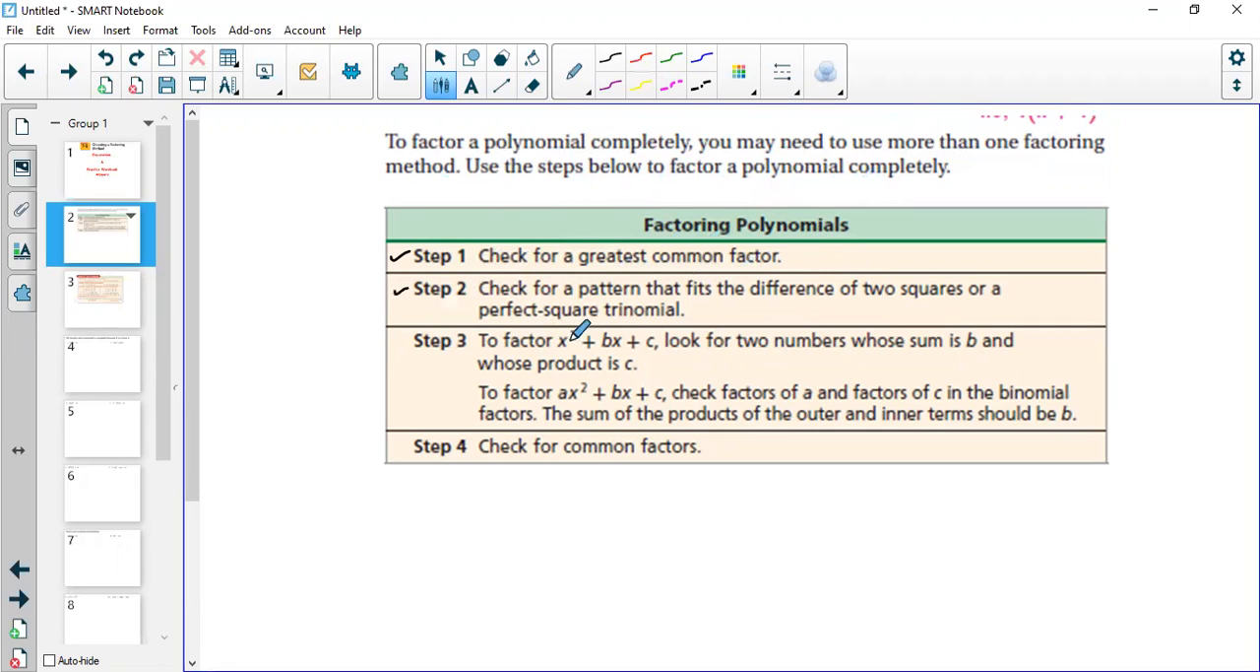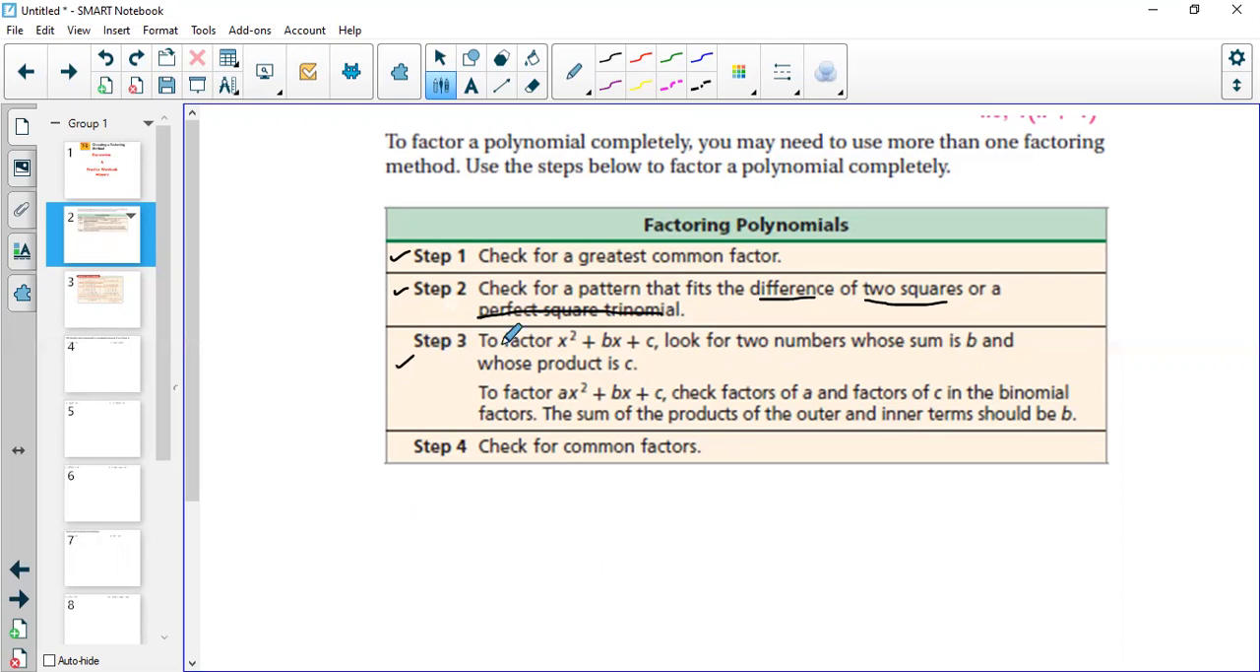Then step number 2 is check for a pattern that fits the difference of two squares or a perfect square trinomial. So if it was a trinomial or a binomial, you could check this too, whether it's a difference of two squares or a perfect square trinomial. Just in the previous video we discussed how to find whether a trinomial is a perfect square or whether the binomial is a difference of two squares. If you have not watched that, do watch that video first, else you will not be able to do this lesson, because as I already told, this lesson is a complete combination of all the lessons which you have learned.